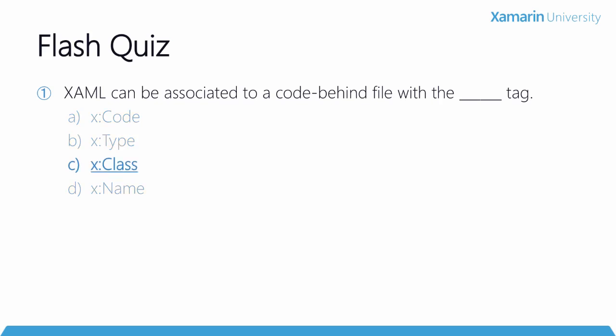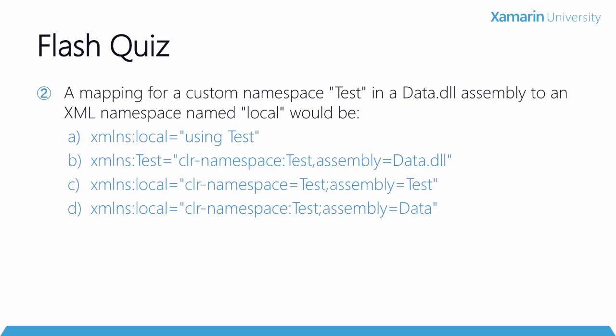That's going to be x:Class. Remember, the x:Class tag needs to match the actual class and namespace in your code behind. Question 2. A mapping for a custom namespace named test in a data.dll assembly to an XML namespace named local would be which one of these answers? And I'll let you read those answers. The answer there is going to be D.